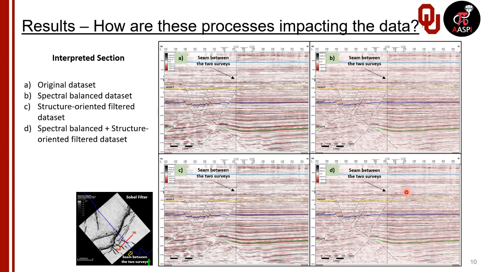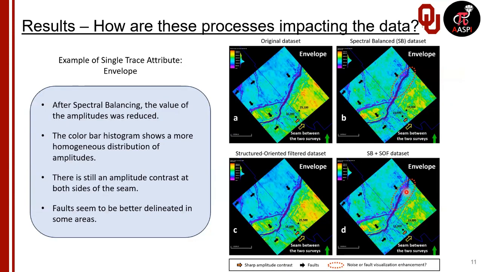So how does it impact attributes? Now I'm going to show you the attributes that I generated using AASPI. I'm going to go very quickly with this. It's just to show the effects of these two methods. Again, A is the original, B is spectral balance, C is structure-oriented filter, and D is a combination of both.